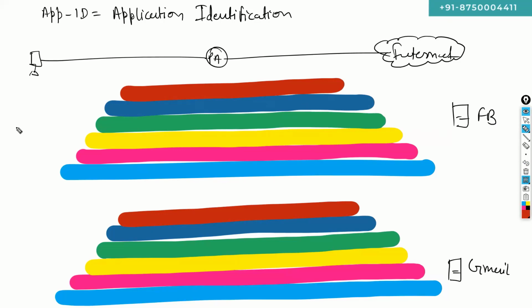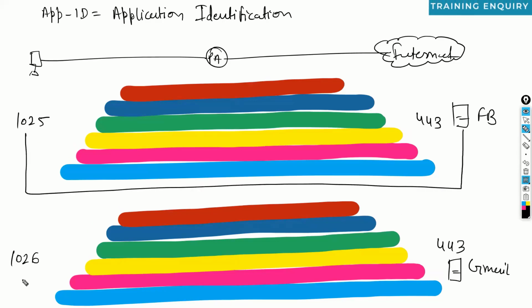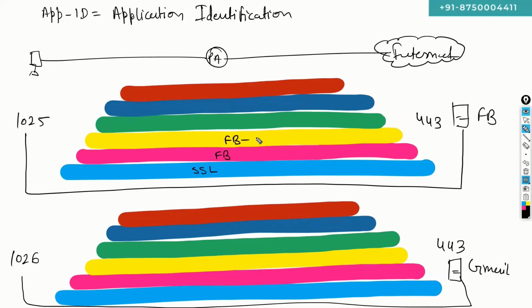So when the client hits Facebook, it will use a dynamic port number like 1025 and it will hit the server port number 443. Same here. The client will use a dynamic port number like 1026 and it will hit the server port number 443. We have a single session with the server. So first, the client will establish a session with the Facebook server, which belongs to SSL. Then there will be a session with Facebook. Under that SSL session, the client can establish sessions of Facebook chat, Facebook post, Facebook games, and Facebook events like this.